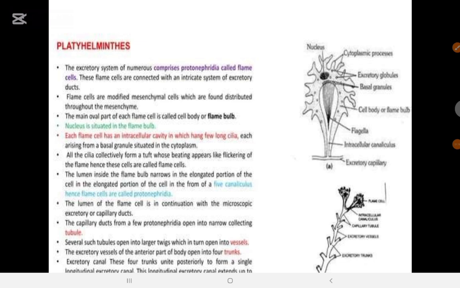But of course, they still have a simple excretory system. Their main waste is also ammonia, but keep in mind they have special excretory structures. We call them flame cells, or protonephridia, that's another name for them. So these guys excrete using flame cells.